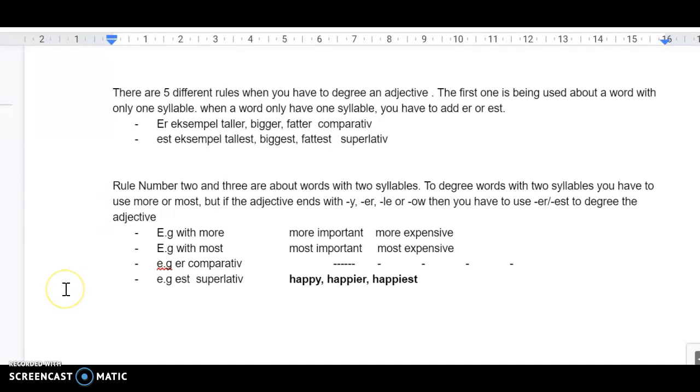Rules number 2 and 3 are about words with two syllables. To degree words with two syllables, you have to use more or most, for example, more important or more expensive. But if the adjective ends with y, er, le, or ow, then you have to use -er, -est to degree the adjective. For example, with happy, you have happy, happier, happiest.